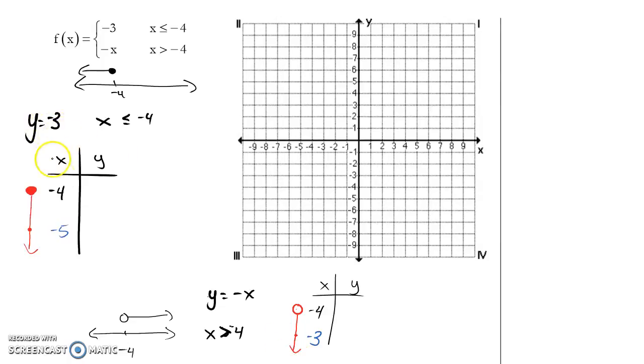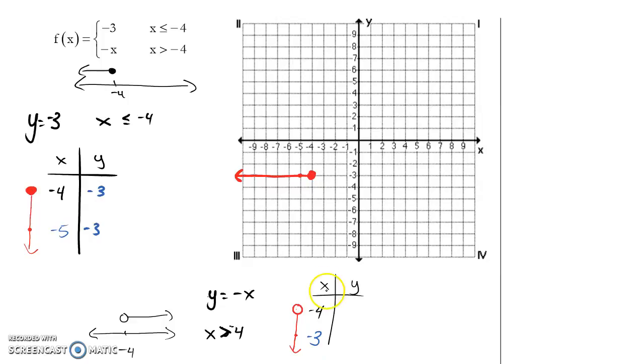The nice thing about this function is that no matter what, I don't have to set x. As long as I have an x, my y is negative 3. Negative 4, negative 3, closed circle. Negative 5, negative 3, closed circle. We'll graph this line all the way through.